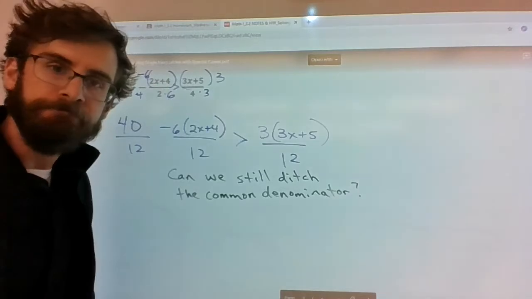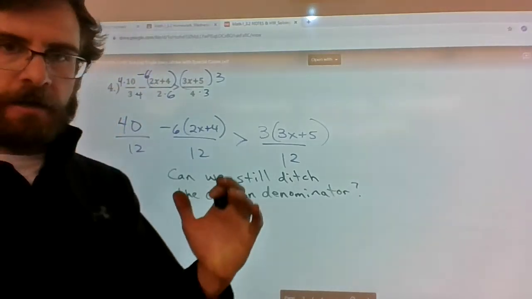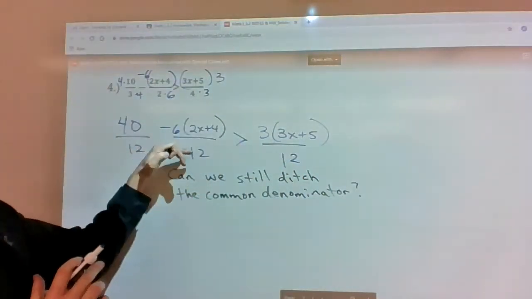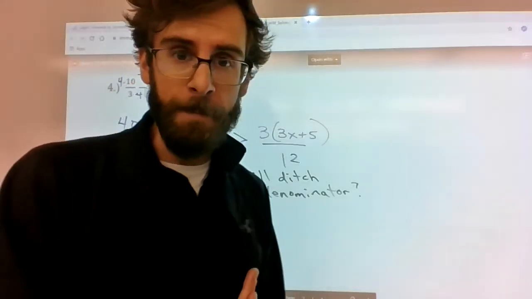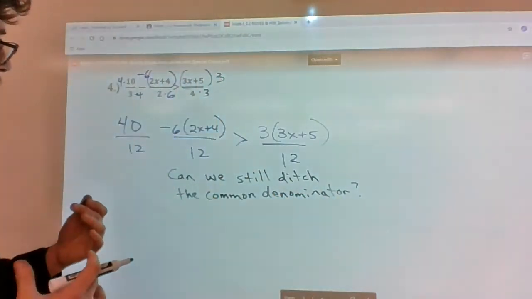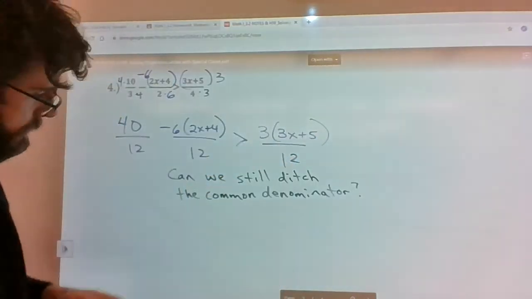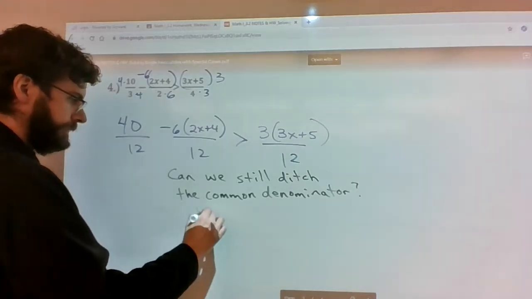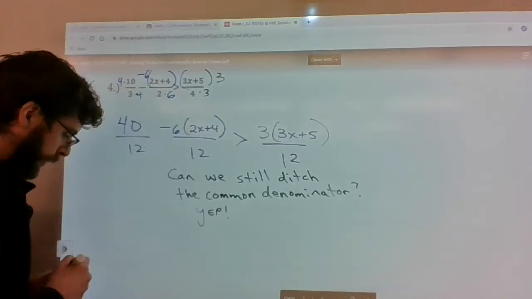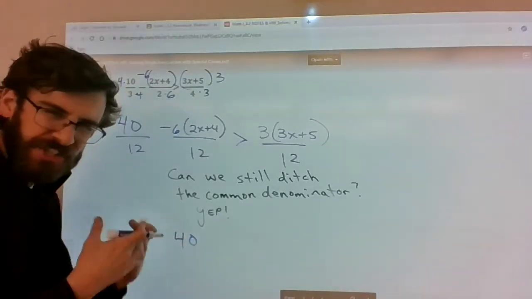Answer? Yeah. Because the reason we could ditch it is because ditching it meant you could multiply both sides of the equation by that 12. You can still multiply both sides of the inequality by any number you want. So multiply both sides by 12 and it cancels them all out. So now we solve the inequality: 40, and now we can start to distribute.